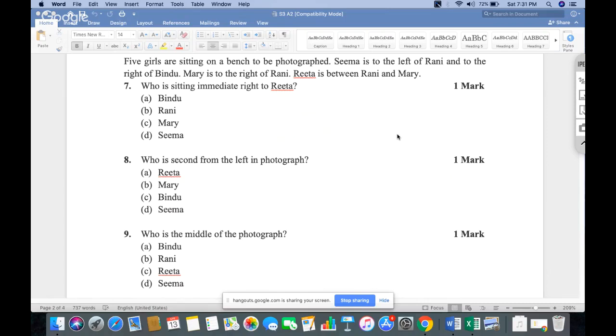5 girls are sitting on a bench to be photographed. Seema is to the left of Rani and to the right of Bindu. Mary is to the right of Rani. Rita is between Rani and Mary.